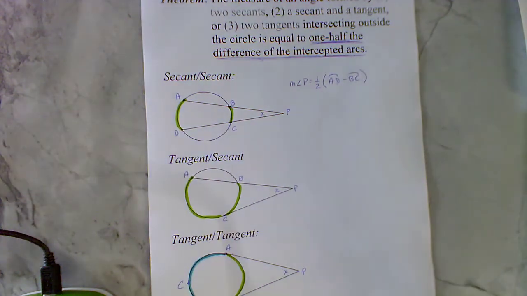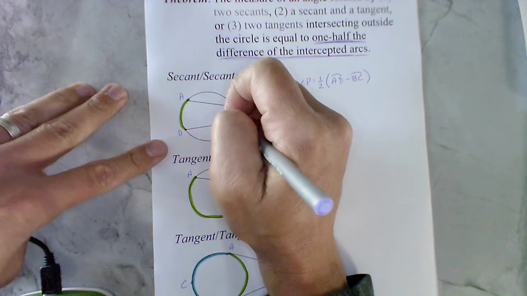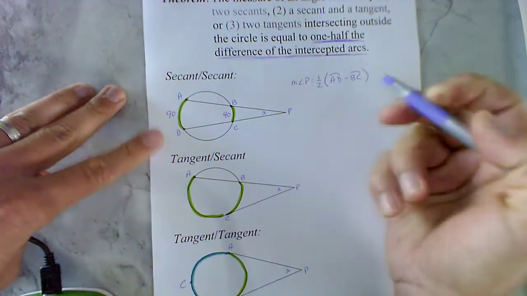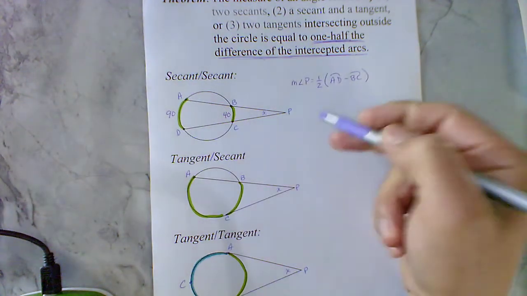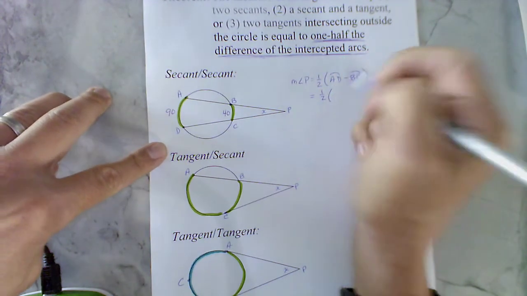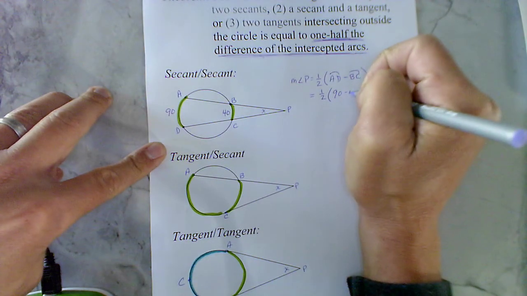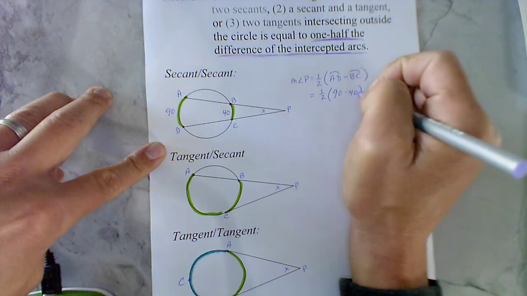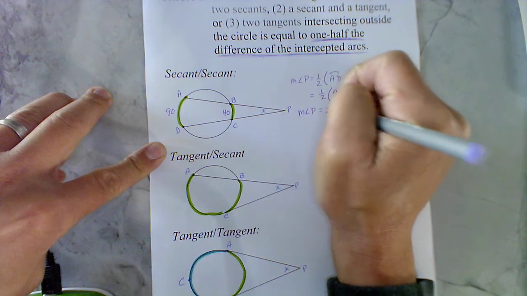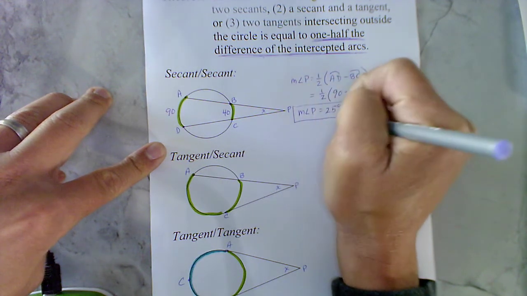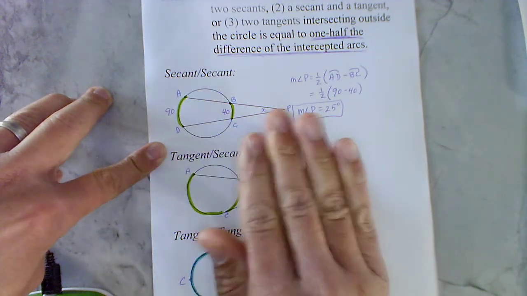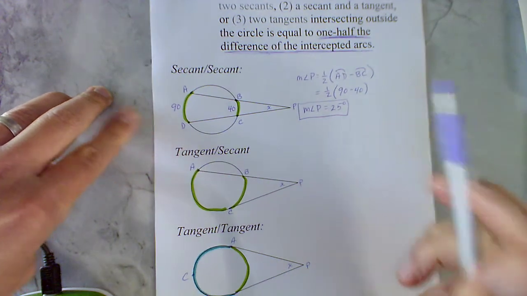Okay, so in this case, if I throw some values in there, let's say I make this arc here 40 and this arc here 90, the expectation is that you can solve for angle X or angle P pretty easily here. So you'd be looking at 1/2 of, obviously, bigger minus smaller. 90 minus 40 is 50. Half of 50 is 25 degrees. Okay, subtract them, cut it in half. Done. The hardest part of this is remembering the relationship.